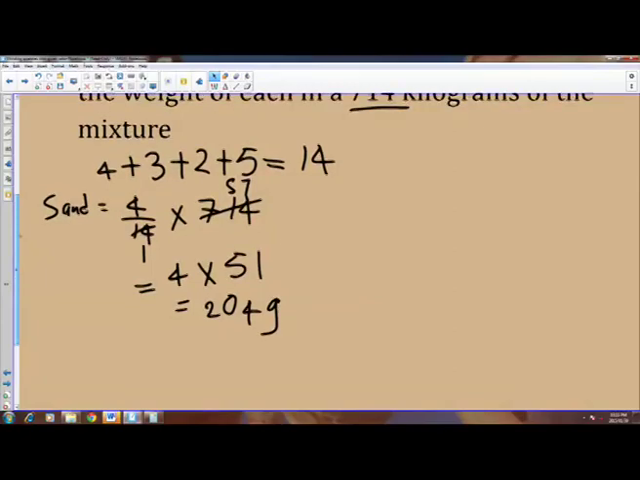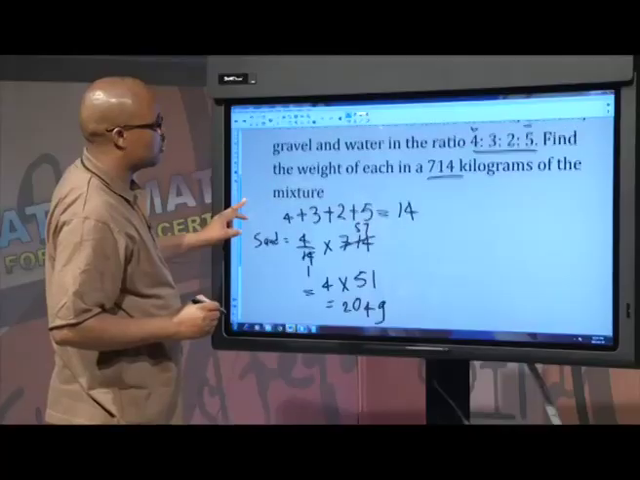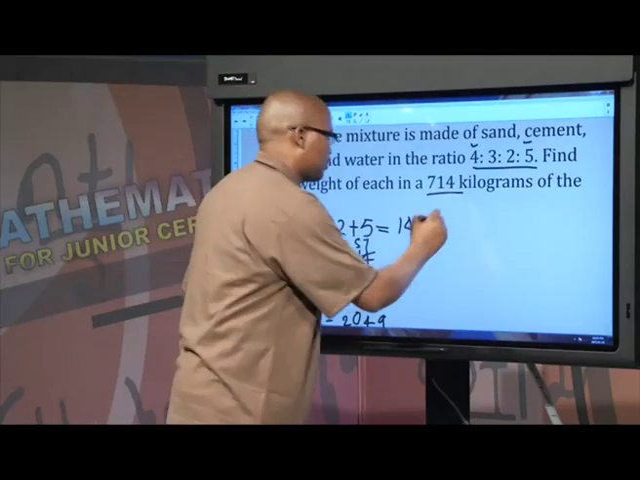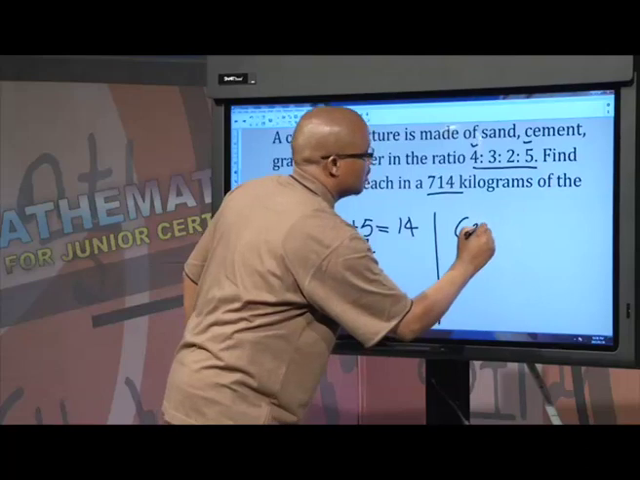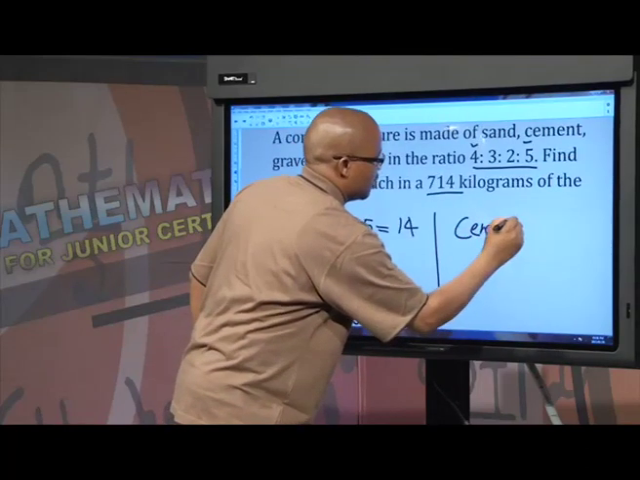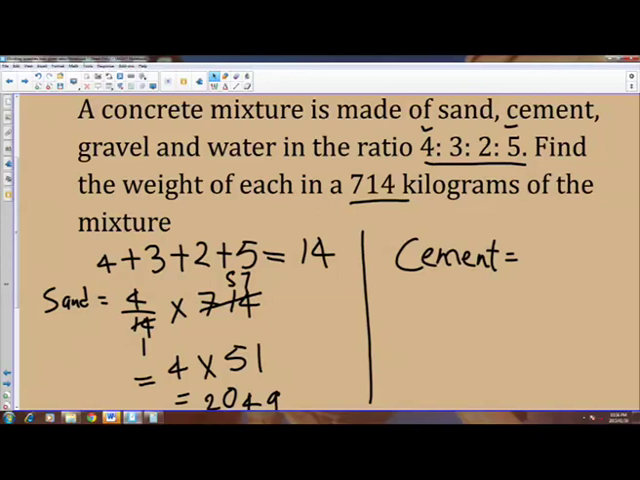Now the other one that we expected to find is the weight of cement. The part representing cement is 3. So this will be 3 divided by 14 times 714. 14 into 714 is 51. And this will be 3 times 51.